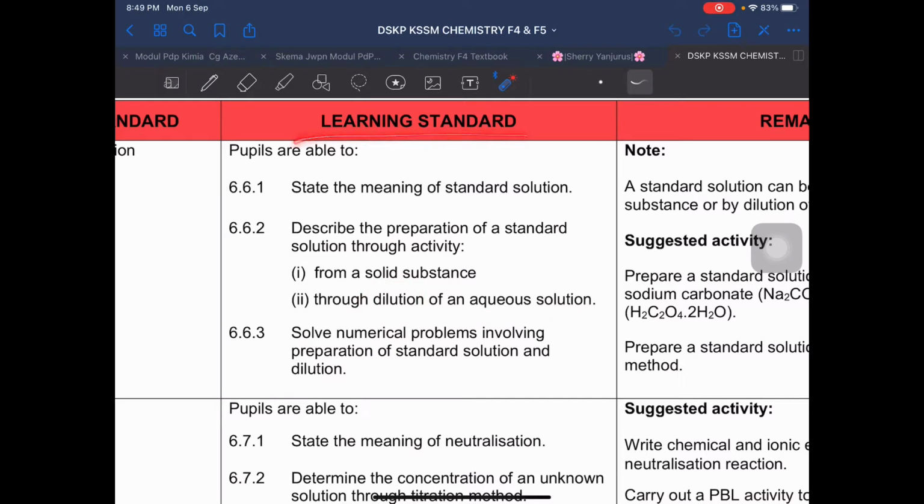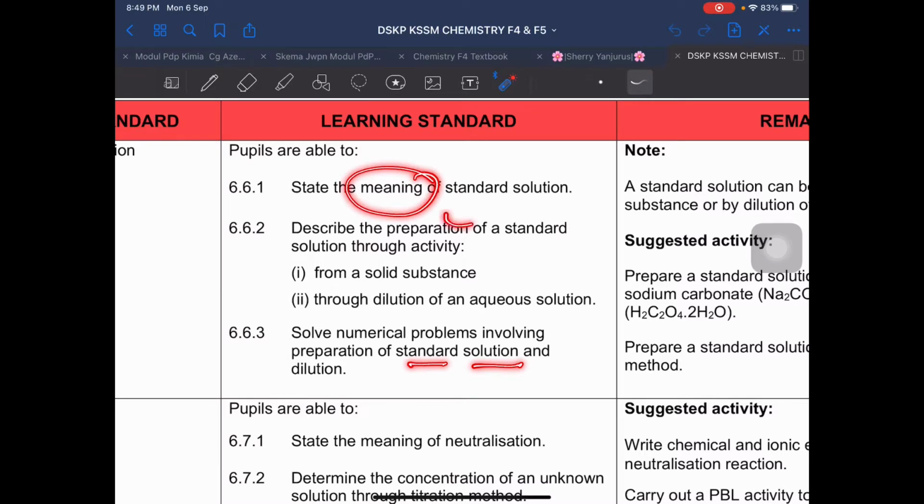Learning standard number 3, you are going to learn how to solve numerical problems involving preparation of standard solution and dilution. Macam biasa, subtopik ini akan mengajar kamu tentang masalah numerical, pengiraan yang melibatkan penyediaan larutan piawai dan juga melalui kaedah pencairan untuk menyediakan larutan piawai.